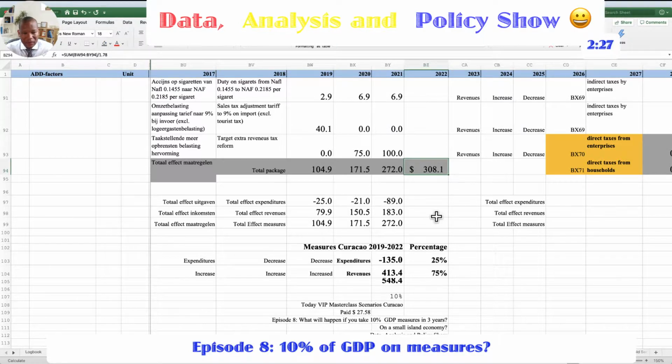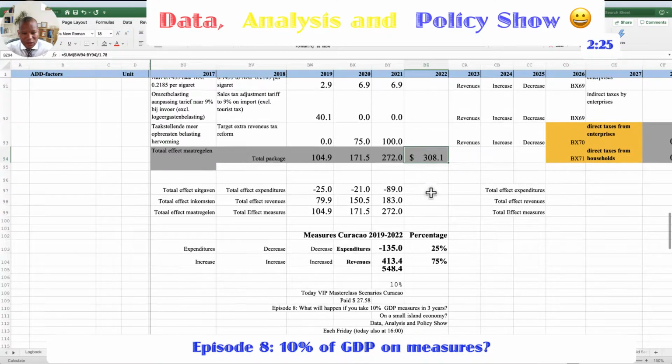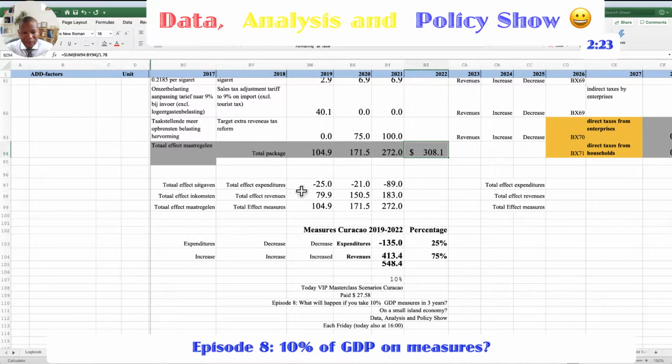But the total package doesn't say anything. So now I analyzed that, because this show is about data, but data doesn't say anything by itself, and now we're going to analyze that data.